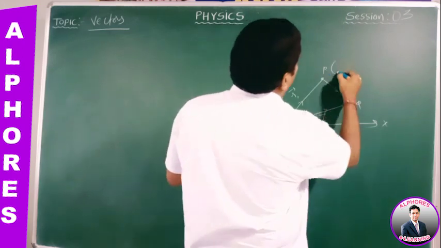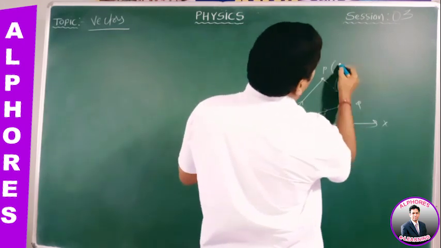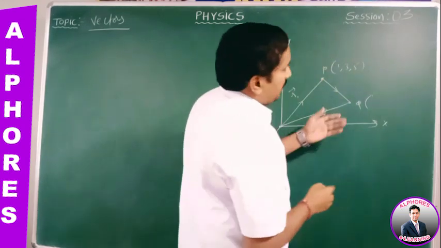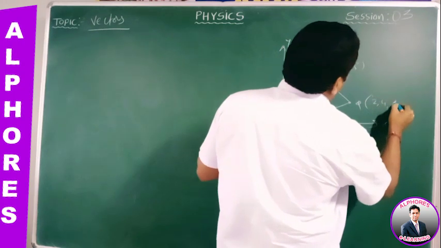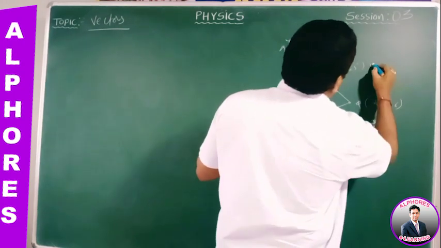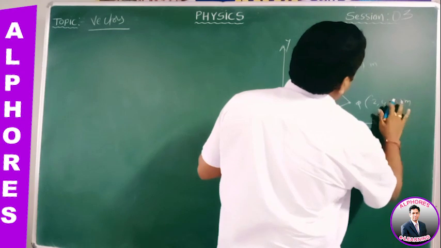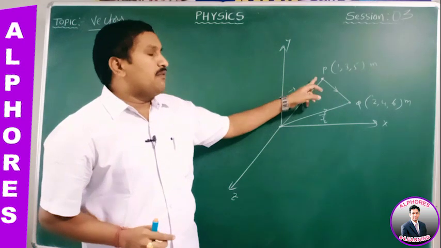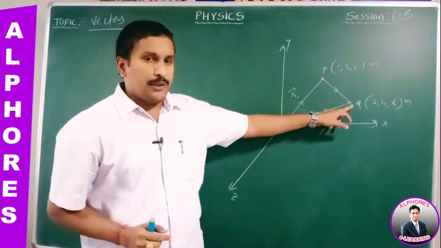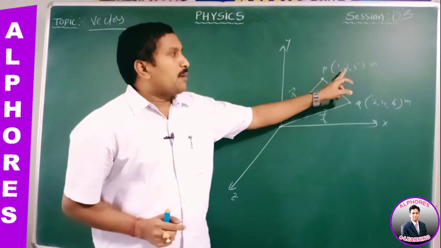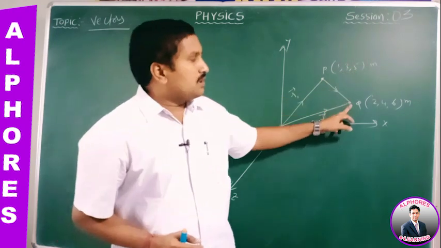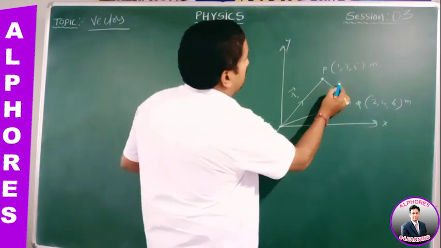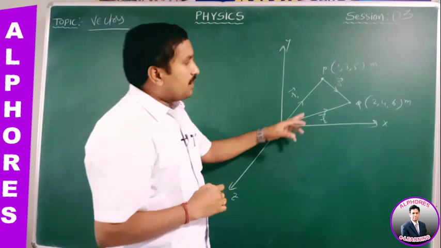Here I am giving the coordinates, let us say 1, 3, 5 for P, and for Q I am taking 2, 4, 6. These coordinates are in meters. So this is the problem I am giving. If the particle moves from a point P with coordinates 1, 3, 5 in space to Q with coordinates 2, 4, 6, then I have to find the displacement of this particle, s bar.